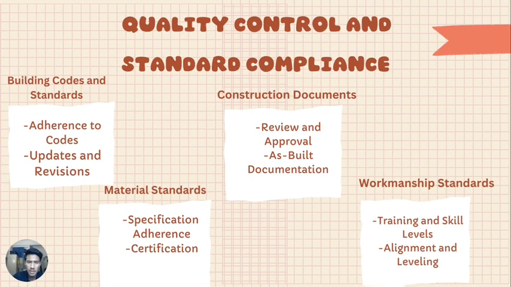So for the material standard, we must follow the specification adherence. We must ensure that all materials used in bricklaying, including the brick, the mortar, the reinforcement, and other components, meet the specified standard and specification, and must have certification. We must verify that materials come with the appropriate certification, indicating compliance with industry standard. So the next one is construction document. Review and approval. Ensure that construction documents, including the drawing and specification, are thoroughly reviewed. Must make a review and be approved by relevant authority before commencing bricklaying work.